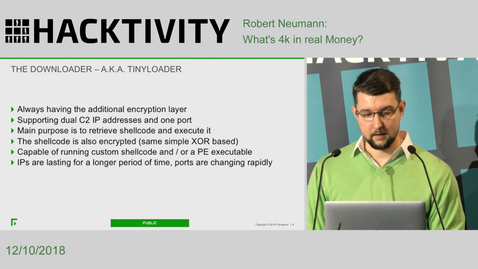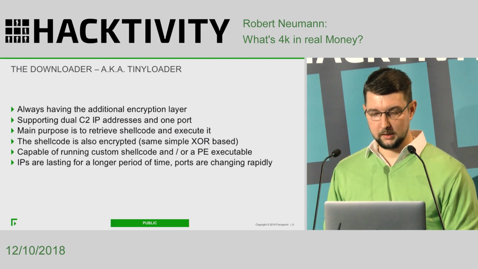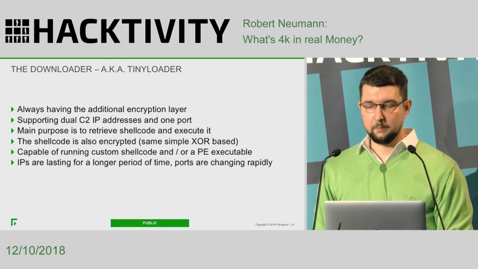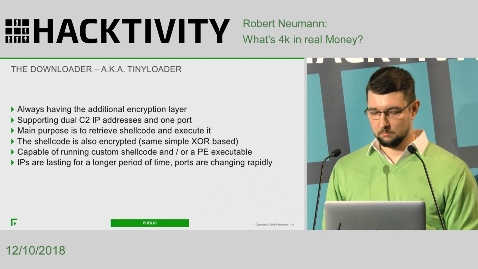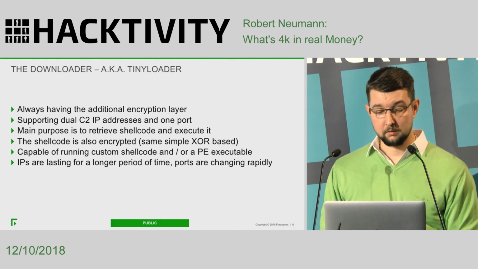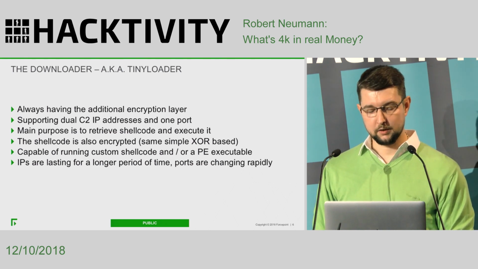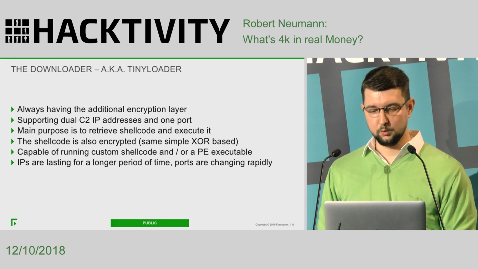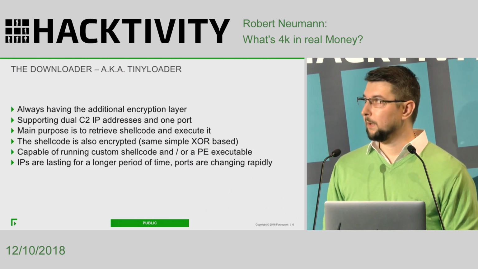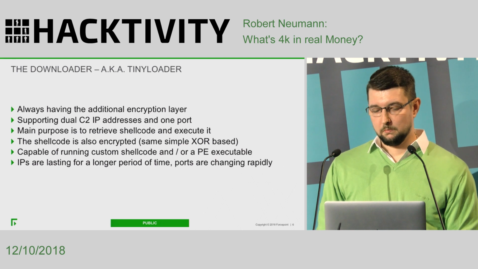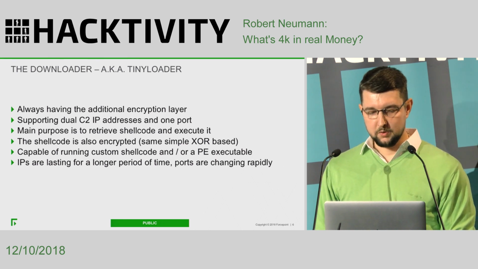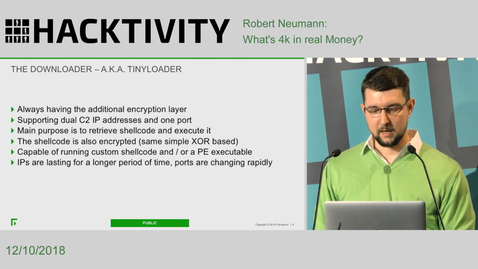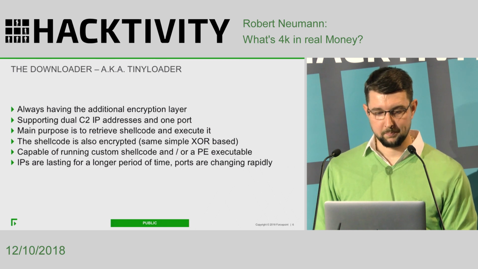The main purpose of the downloader is to retrieve a shellcode and execute it. I'm going to talk about that later. The shellcode is also encrypted, the same XOR-based encryption, nothing overcomplicated. And due to the shellcode and the structure of this, the downloader is capable of running any custom shellcode you would like, or executing a normal PE executable. There are suggestions that they might be using it for other operations than their own, but we've been dealing with one type of shellcode during our investigation.